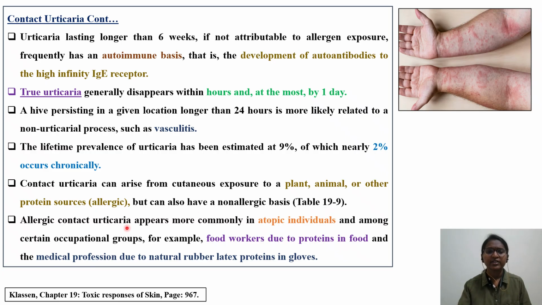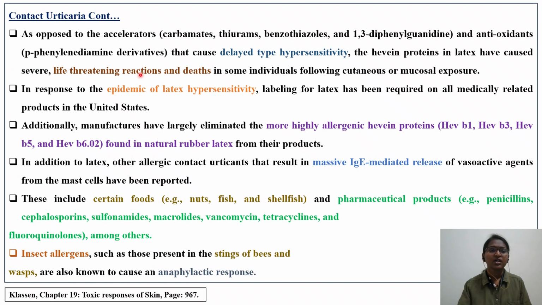Allergic contact urticaria appears more commonly in atopic individuals, meaning those who are genetically susceptible, where the genetic predisposition will be there. Among certain occupational groups, for example, food workers, due to proteins in food, there are people handling these food products, and medical professionals, due to, as I keep on saying, natural rubber latex proteins in the case of gloves.